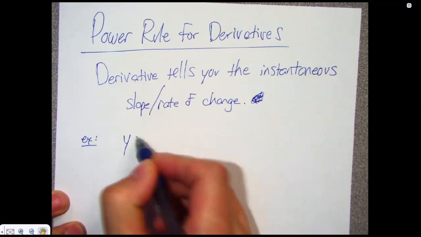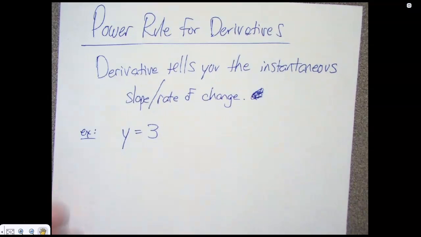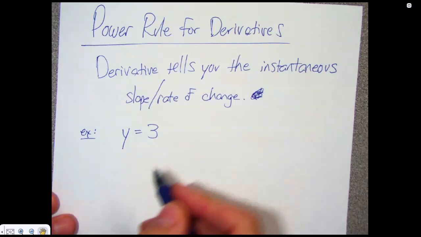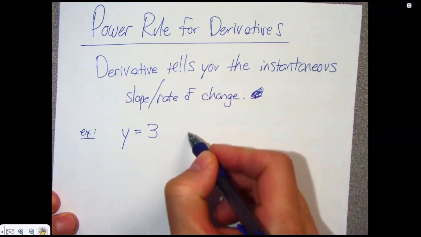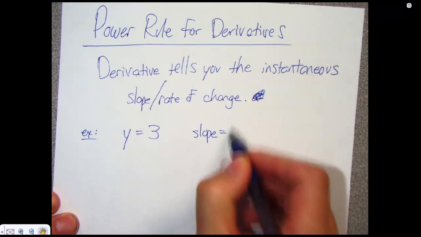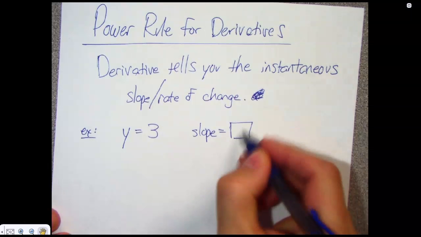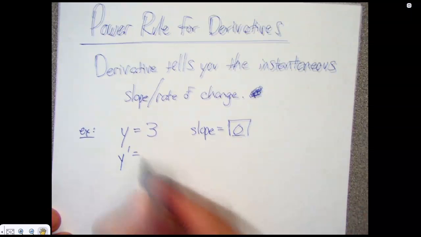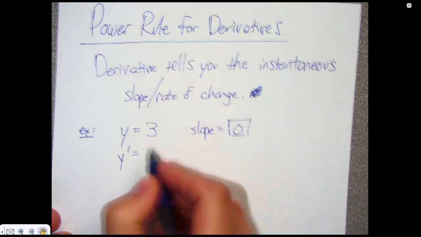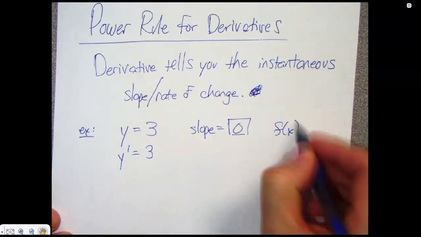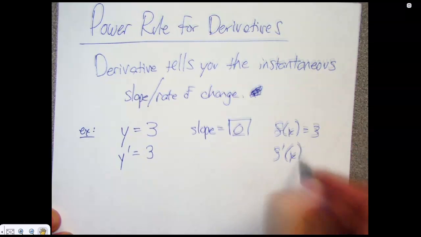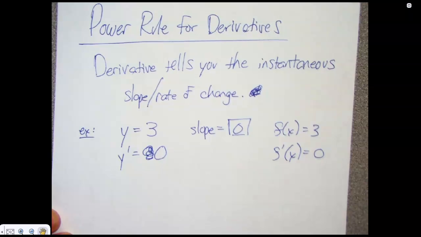So if I have y equals 3, what is the slope of, let's back it up, what kind of line is that? Don't say straight. Horizontal. So what's the slope of a horizontal line? 0. So if I had y equals 3, my derivative, y prime, would be 0. Or I could have given you f of x equals 3, and you would say f prime of x equals 0.